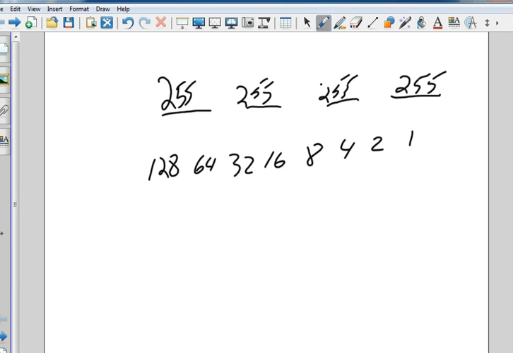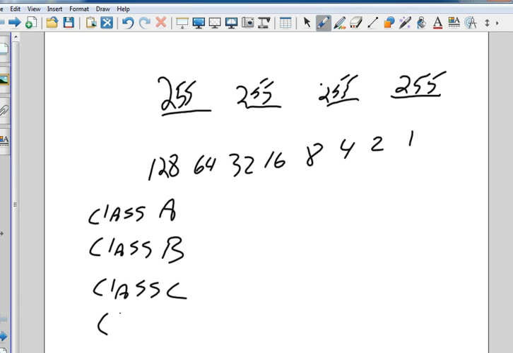There are 3 classes of IPv4 numbers. Actually, there's 4. Class A, Class B, Class C, and Class D. So how do we know if it's an A, B, C, or D number? Well, we're going to go back to the binary chart. I'm going to put the ranges up, and you're going to try to figure out what they mean.